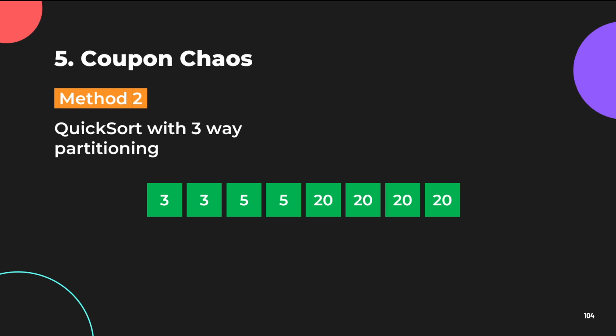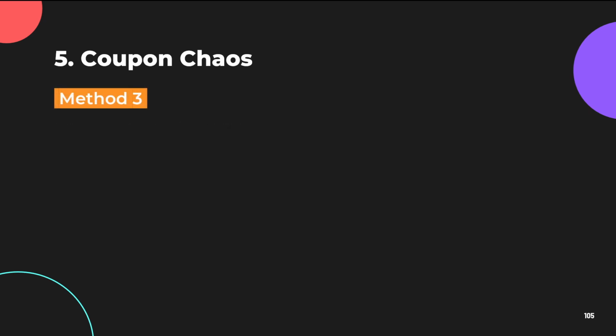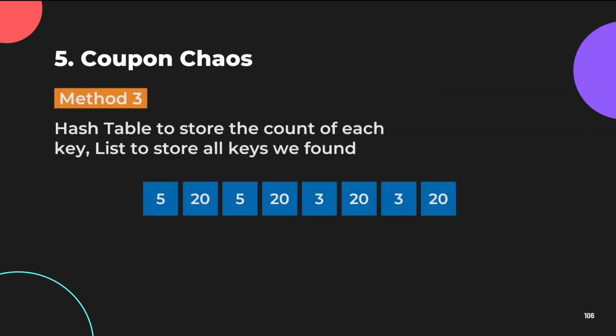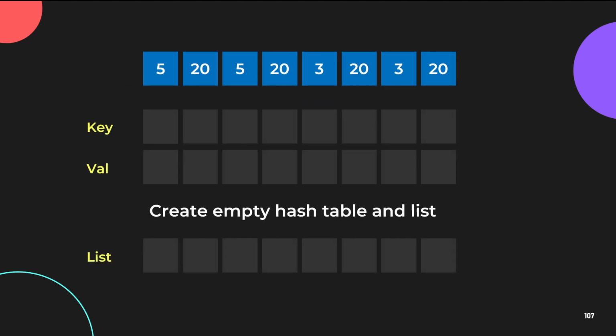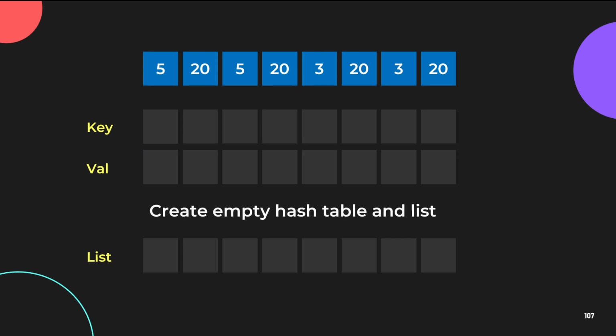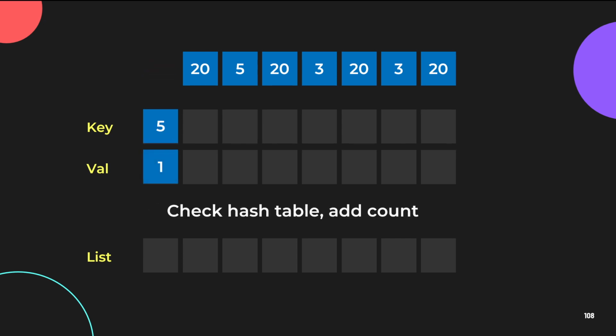Finally, what's the last method? Yeah, counting sort, or always a hash table. That's the third method. In this case, we are going to store a hash table to store the count of each key and also a list to store all the keys that we found. So I keep the array, I create an empty hash table and an empty list or array. I add 5, but I check the hash table first if it is present. If it's not present, I add the count as 1 and I add it to my list of keys. Or you can also use the keys method that hash tables support. That will also be possible.